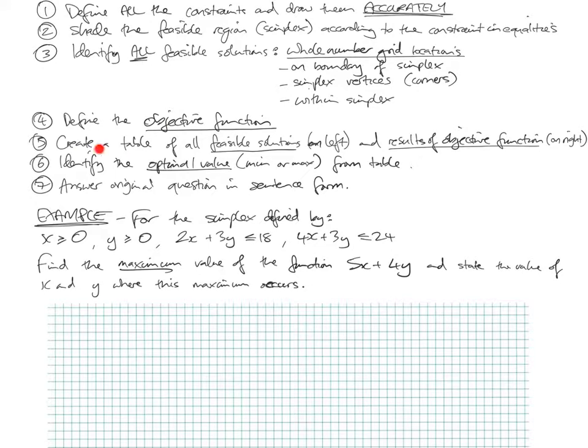Number 5, create a table of all the feasible solutions on the left side of the table and results of the objective function on the right side of the table. Step 6, identify the optimal value, the min or the max, from the table once you've found the results of the objective function with all the feasible solutions. Then number 7, answer the original question in sentence form.